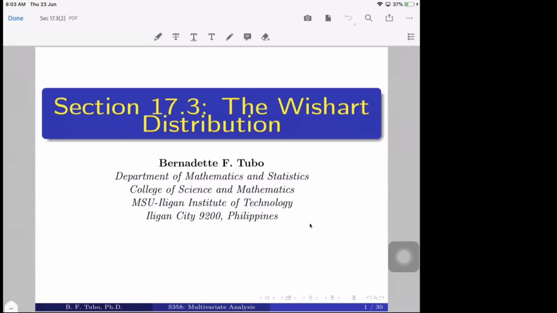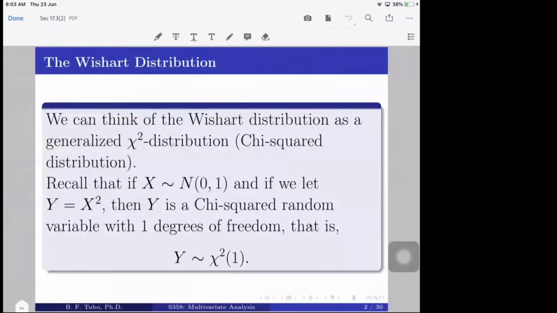We have discussed this in the univariate case. So now we will look at the multivariate case perspective. We can think of the Wishart distribution as the generalized chi-square distribution. So how did we obtain the generalized chi-square distribution? We shall recall the univariate case.